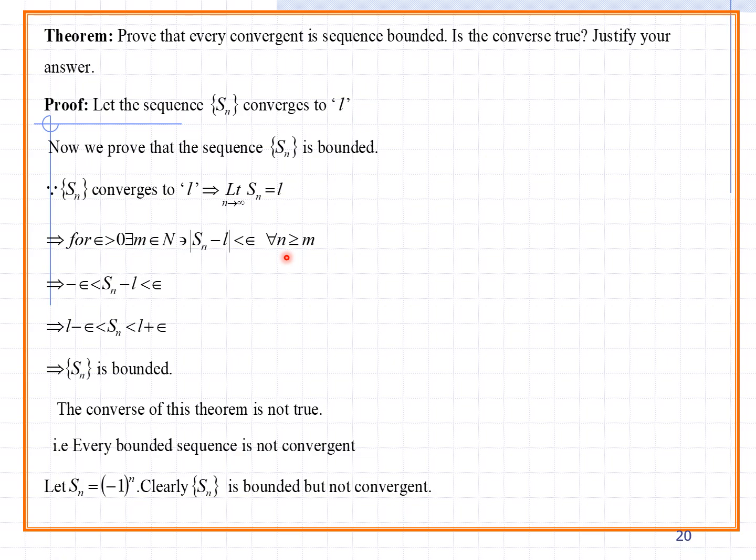Let us see this. Here n means what? The last value of the sequence. And m means what? The existing value, so m belongs to N. You can substitute this m value in that, and it is the existing value. So modulus Sn minus L less than epsilon.